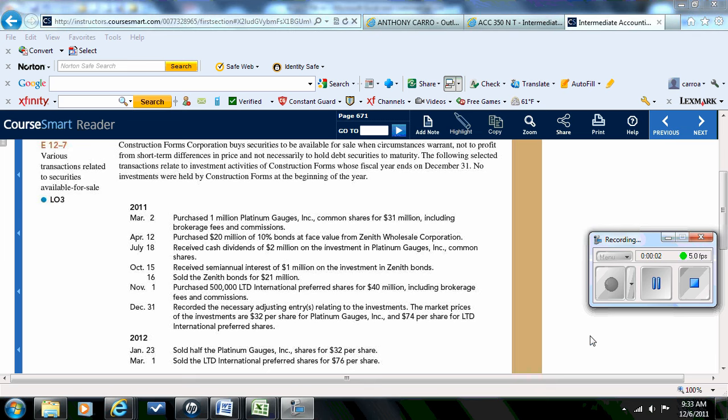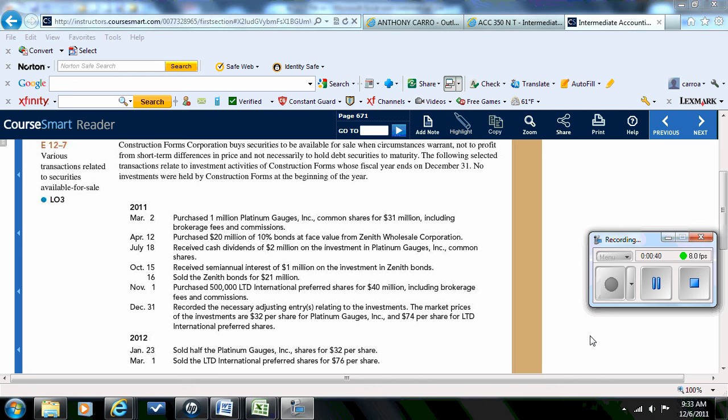Recording of transactions involving securities that have been categorized as available for sale. Available for sale is the appropriate classification when we have a company that is not holding securities for trading purposes, that is holding them like inventory that will be eventually sold to a customer, as would be the case for a brokerage firm or other financial service company, but instead as a way to manage excess cash.